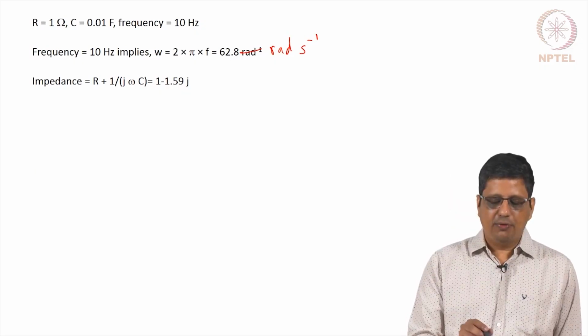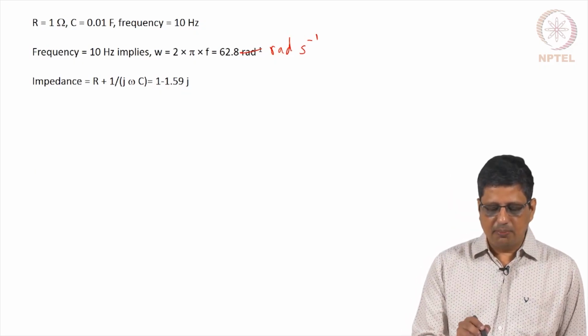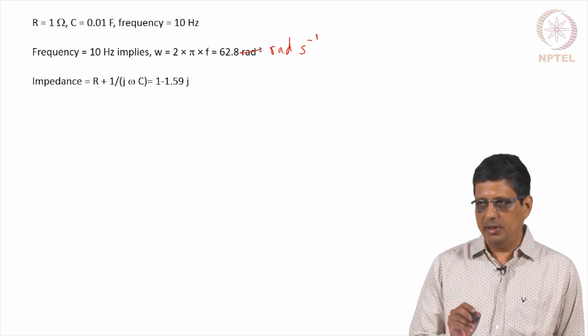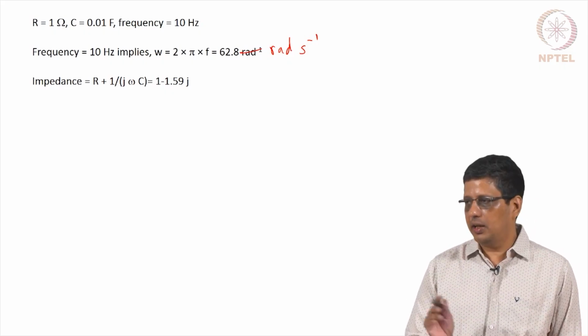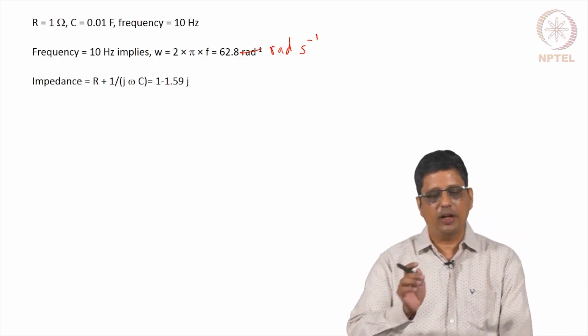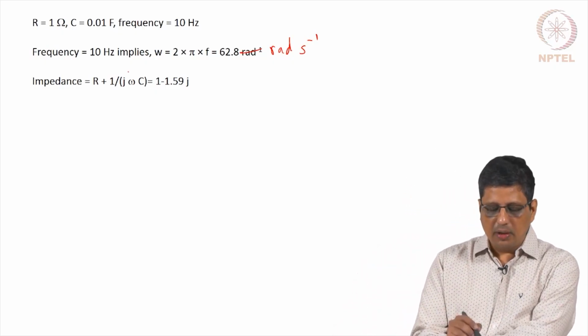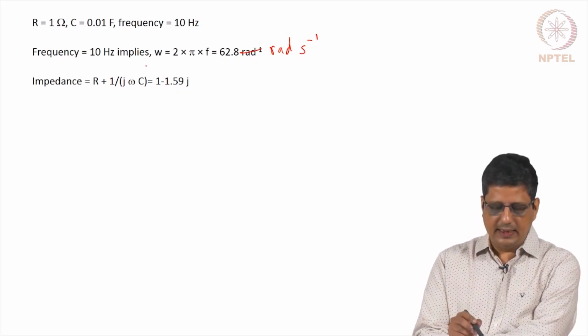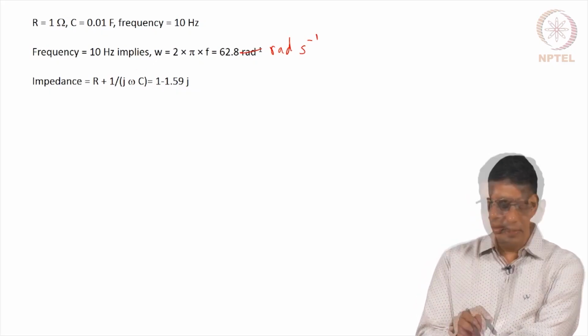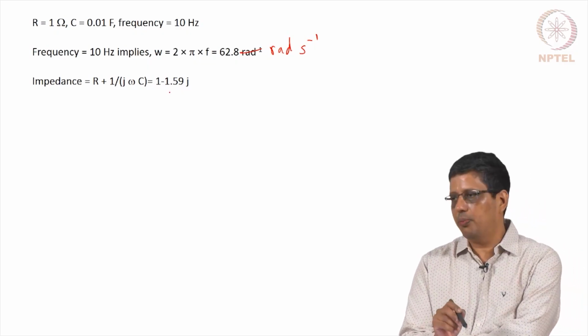second. Impedance, of course, you can calculate as resistance plus 1 by j omega c, j being the imaginary number, and you will get a value of 1 minus, and I truncated it to 2 decimals, you will get 1.59, because you are going to get 1 by j. Once you get 1 by j, it is going to be minus j. Omega c, omega is about 60, c is about 0.01, so you are going to get 1.59.